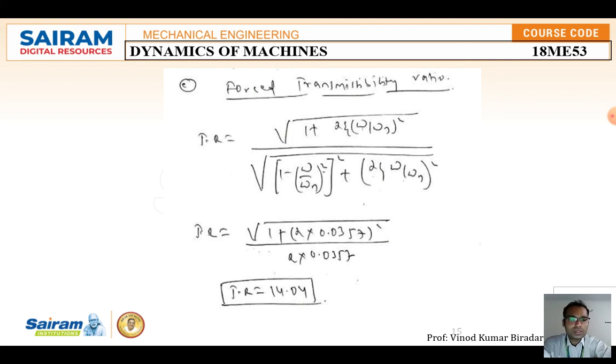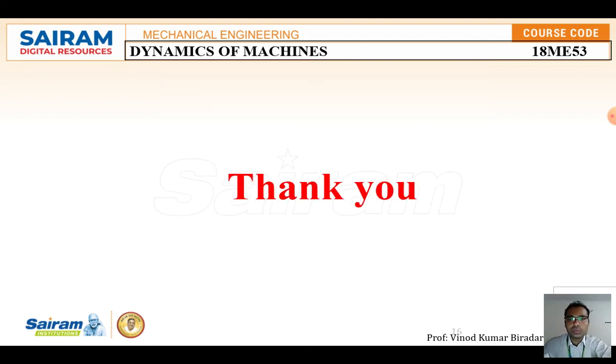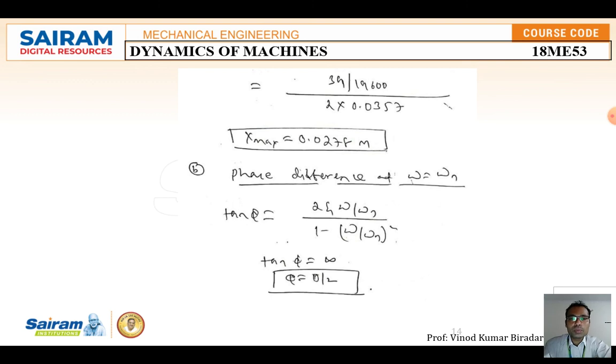We have all the data. So just substitute, take the calculator, and do the calculation, you are going to get the accurate value. Okay, transmissibility ratio, in almost all the problems it will be 14 to 16 maximum. Okay, so it has no unit. Okay, that is 14.04. Okay, like this you are going to solve the problems on forced vibration.